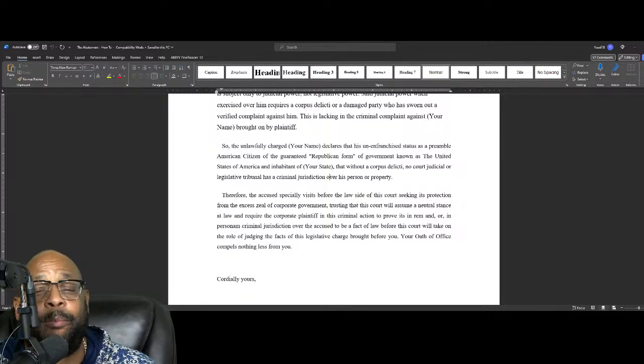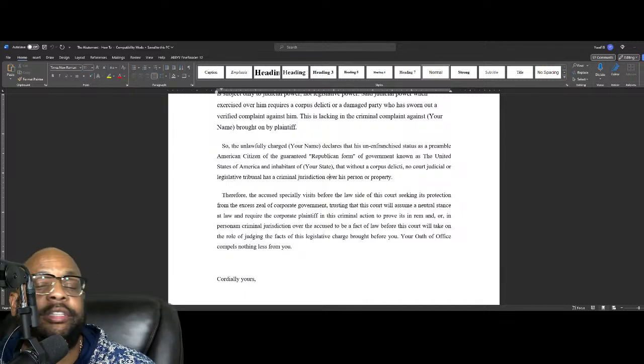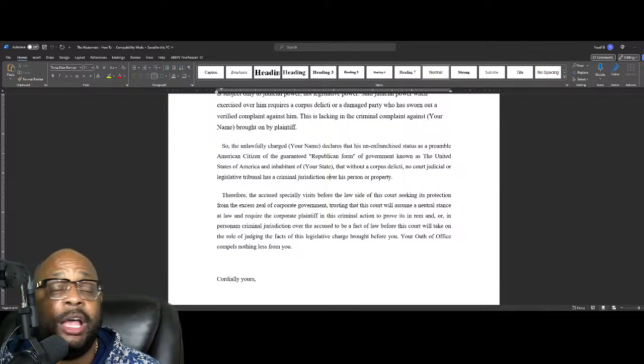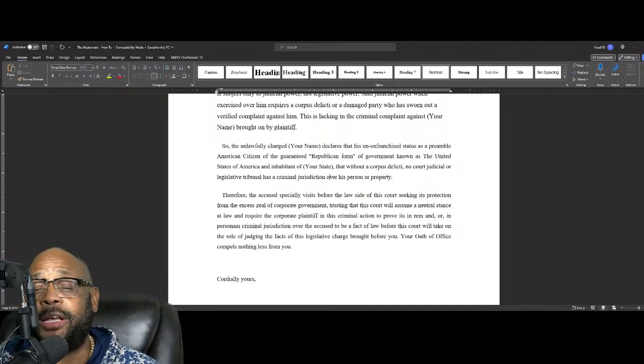status as a preamble American citizen. Notice that he wrote citizen with a capital C. Prior to the 14th Amendment, the word citizen was with a capital C. After the 14th Amendment, every time you saw the word citizen, it was with a lowercase c. Okay, the difference between a proper noun and a common noun.